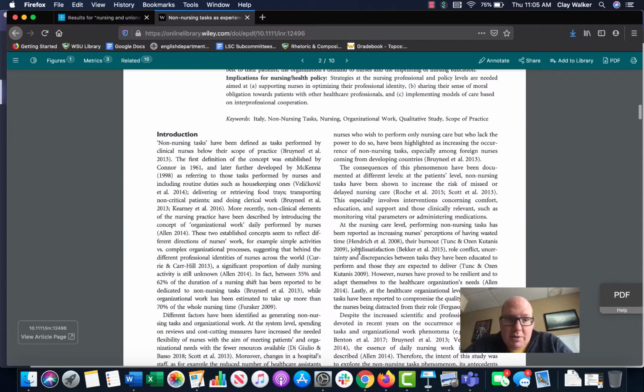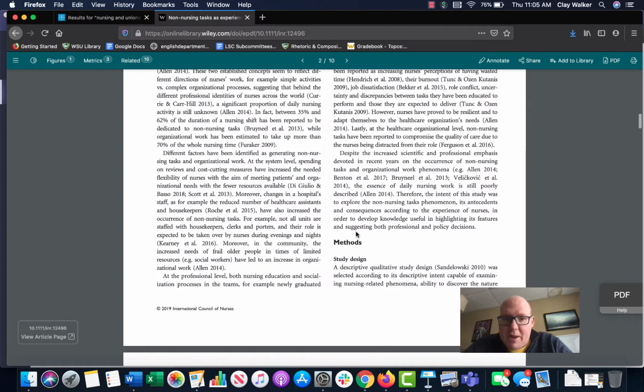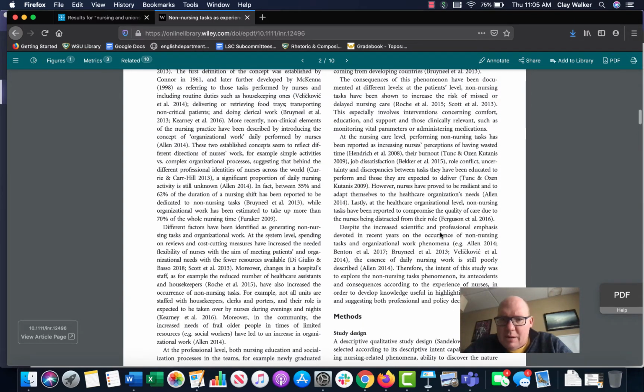I'm going to read the introduction. I would pay close attention to the last couple paragraphs. Here, the intent of this study was to explore the non-nursing tasks phenomenon, its antecedents and consequences according to the experience of nurses, in order to develop knowledge useful in highlighting its features and suggesting both professional and policy decisions. So they're trying to understand what the breakup between nursing and non-nursing tasks are.